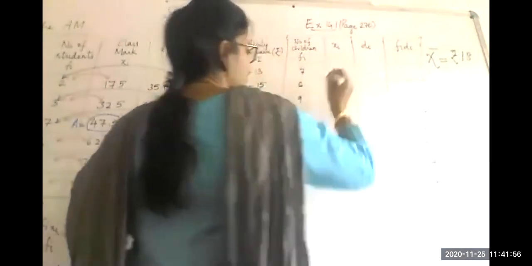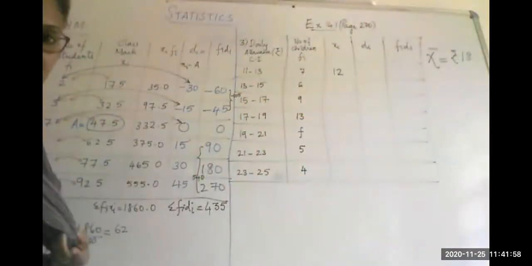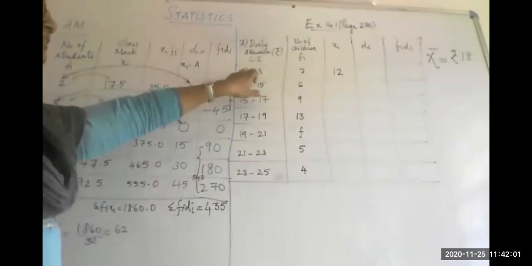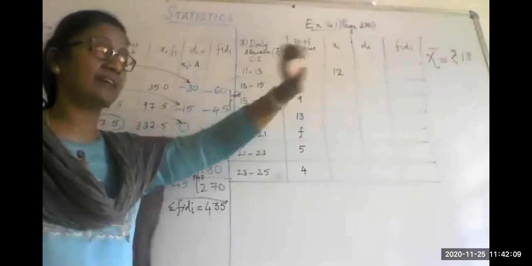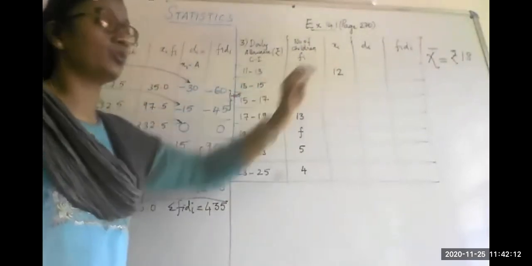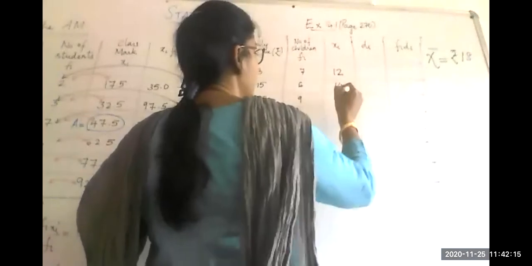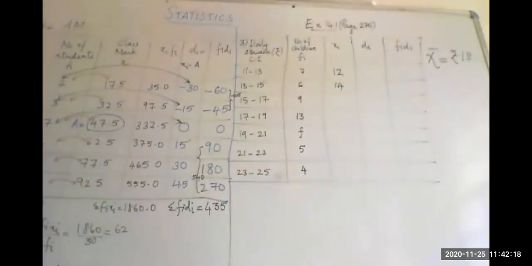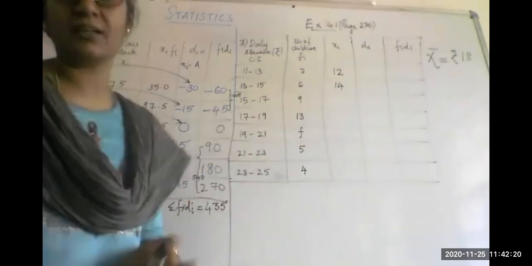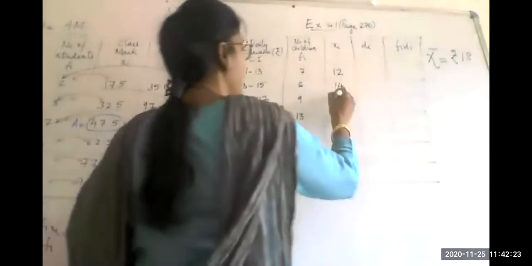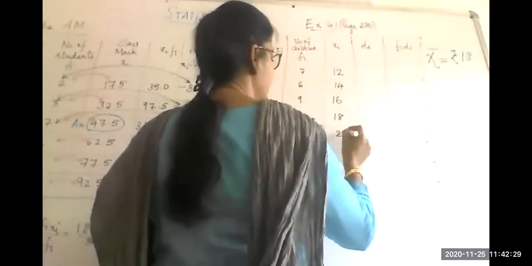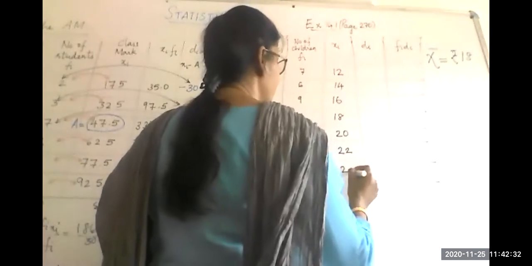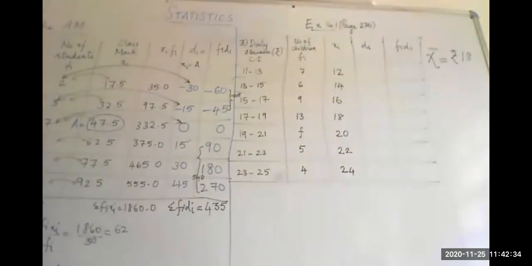12. Similarly, next one. What is the class size for this class interval? 2. To get the next xi, to the previous xi, add 2. So what will be the next xi? 14, then 16, 18, 20, 22, 24. Correct? I got all the xi values.